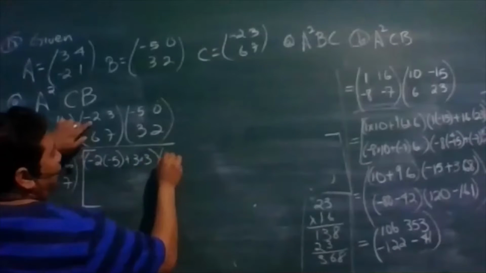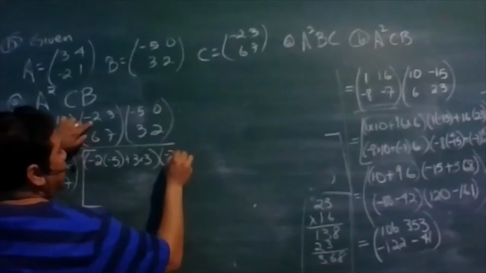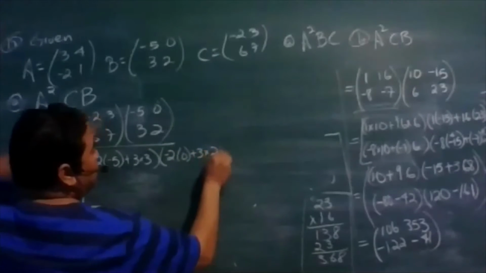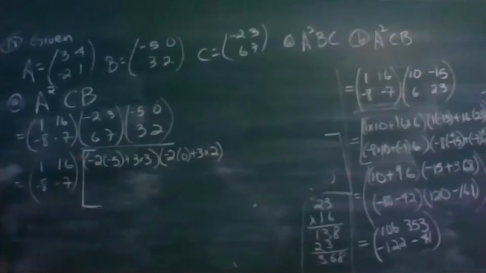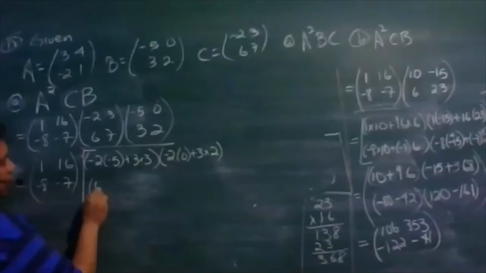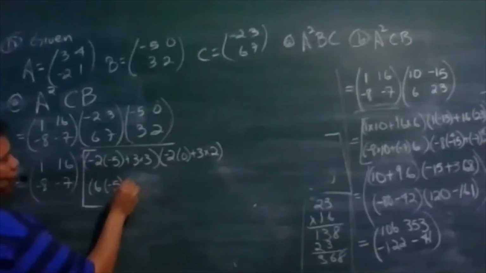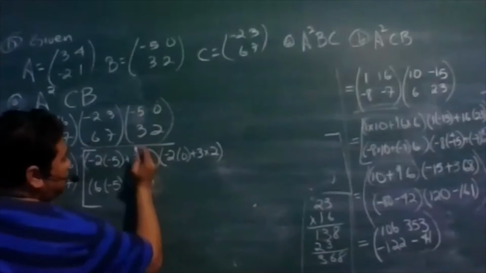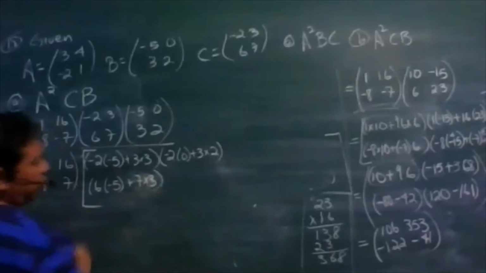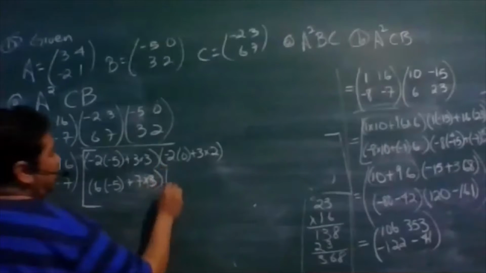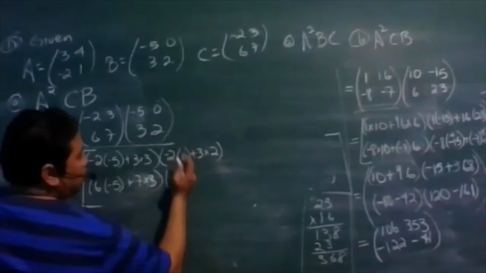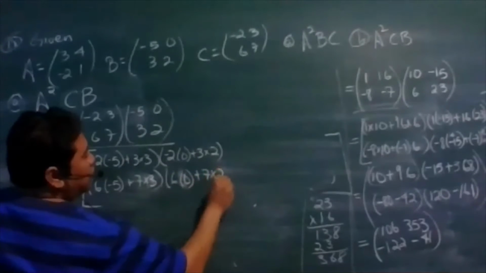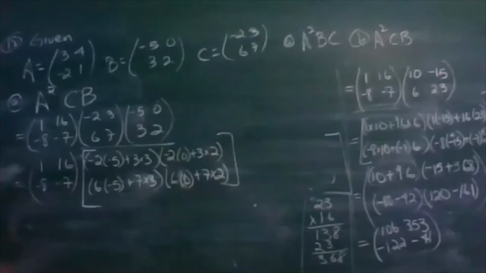Then -2 times 0 plus 3 times 2. That's going to be the second element. Then 6 times -5 plus 7 times 3. That's going to be the third element. And lastly, 6 times 0 plus 7 times 2. That's my fourth element.